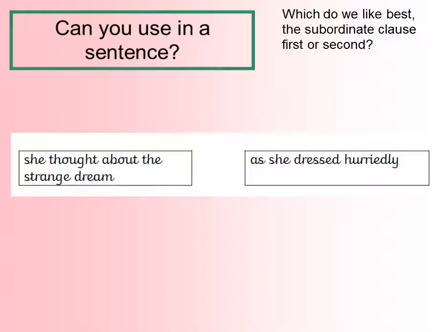I think I prefer the subordinate clause first again, personally. I think that's the part of the sentence that our reader can picture in their mind. She's dressing hurriedly, but she's still thinking about that dream. You might have a different reason for having them the other way around.